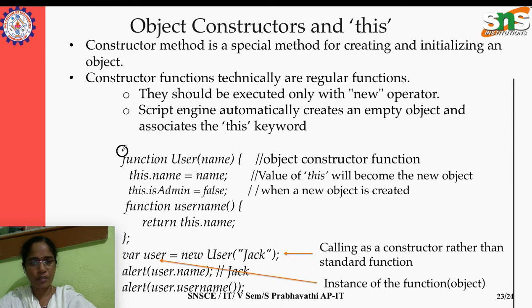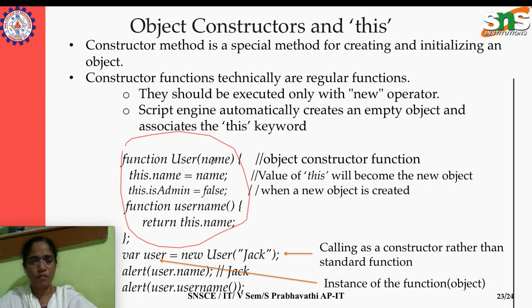Here there is a function named user, which takes one argument, and it has properties like name and isAdmin, which are prefixed by the this operator. This is the same definition which we have seen in other programming languages. This is a keyword that refers to the current object. So we could create n number of objects for this function.